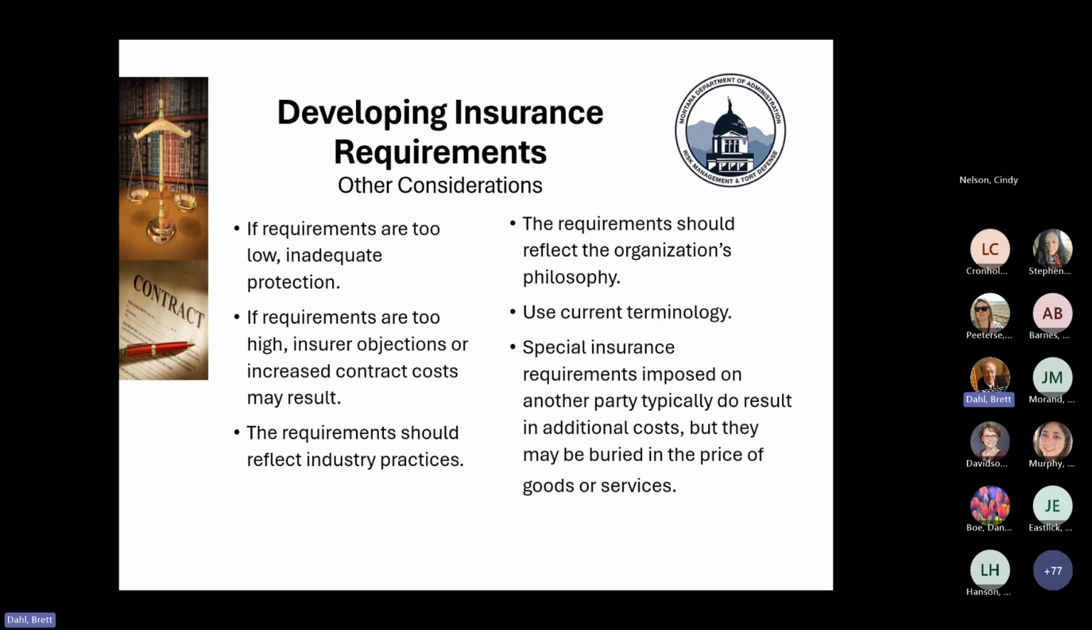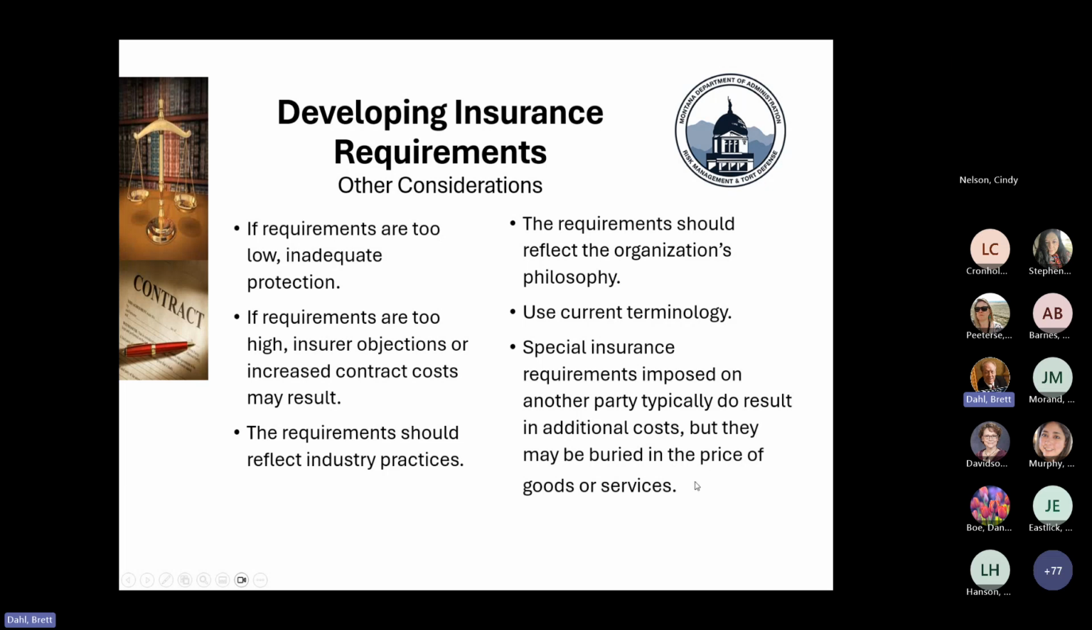In our contracts manual, we have a little matrix, and so does procurement, about what limits to require given the risk. So the requirements should reflect your organization's philosophy about risk. You may be risk averse, and you may want to require higher limits. You want to use current terminology. Special insurance requirements may be imposed on another party, resulting in additional cost, but they can often be buried in the price of the goods and services.